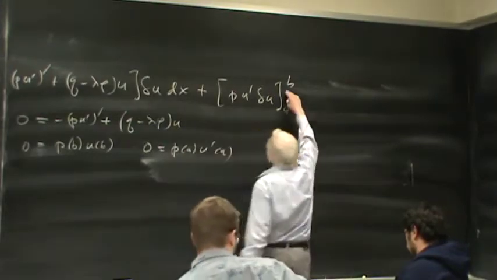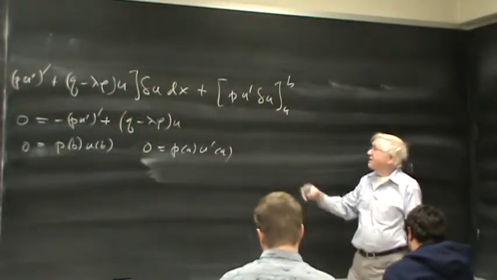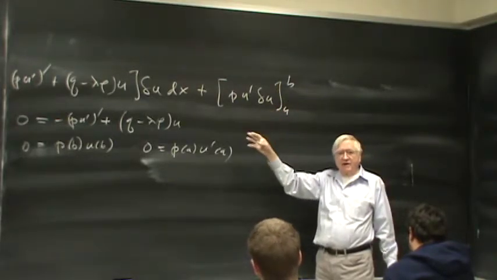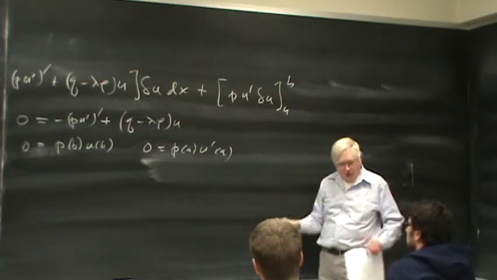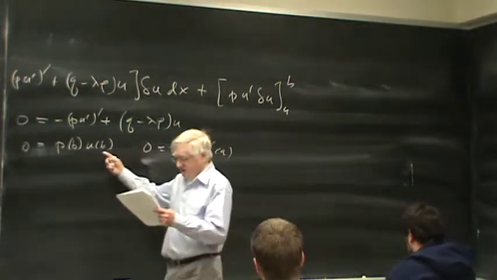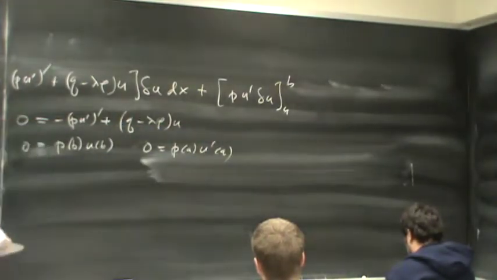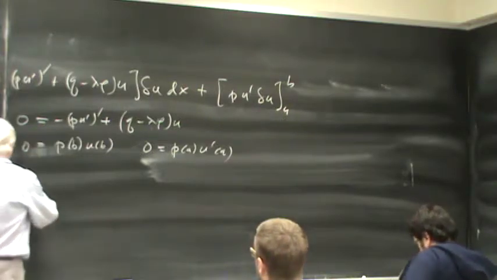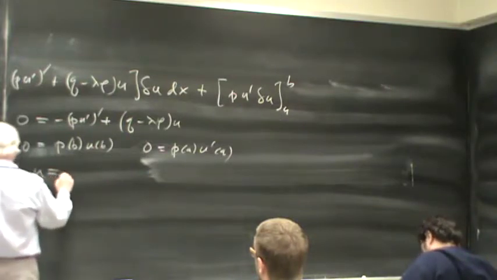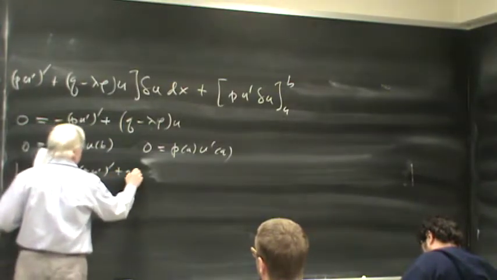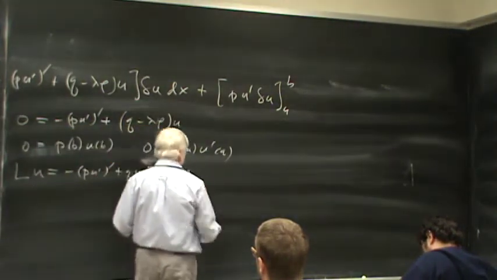Notice this is just a difference, but the variation in u at the two endpoints is independent. So if we want this thing to be 0 for all small changes, then we get both of these conditions, which are called natural boundary conditions. And we get this thing, which is the Sturm-Liouville equation, namely Lu, understood as minus (pu')' plus qu, is equal to lambda rho u.